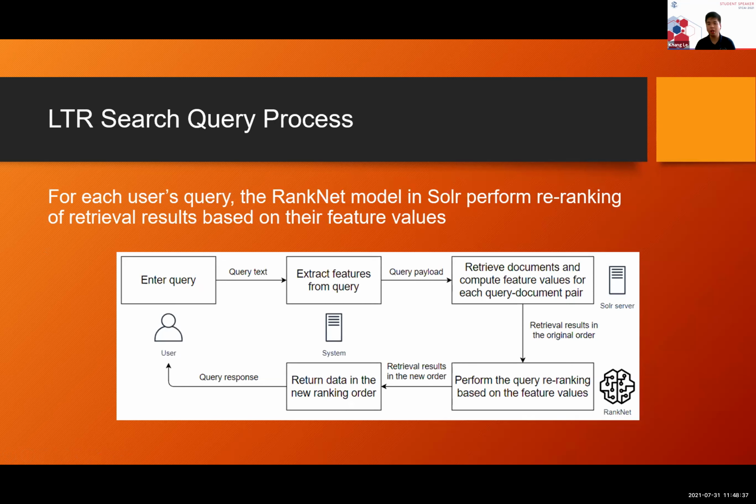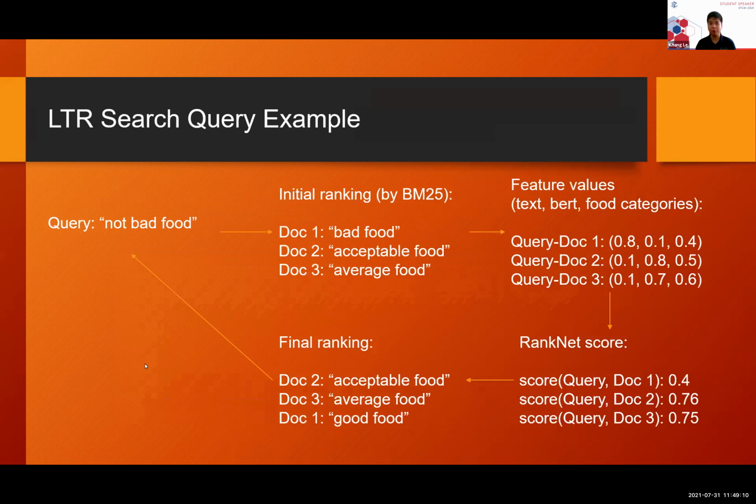values for each of the query-document pairs, and then the retrieval result in the original order is fed into the RankNet model along with the feature values to perform the query re-ranking. And then our RankNet model will output the retrieval result in the new order defined by itself. And finally, our system will return the retrieved data back to the user in the new ranking order as the query response. So to better explain learning to rank search query, I'll show you a simple example here.